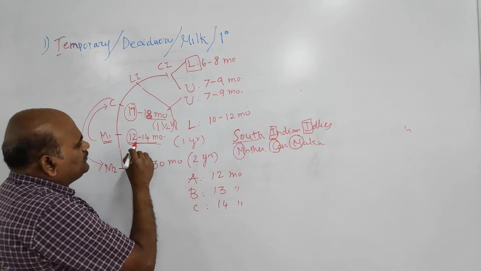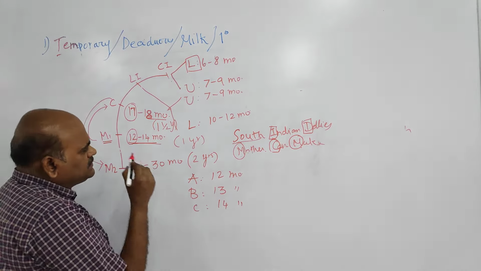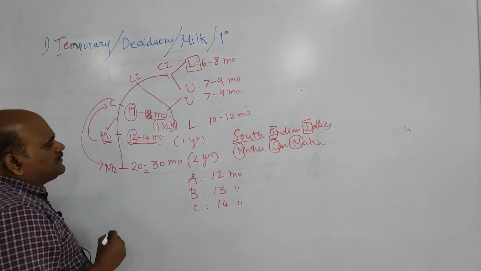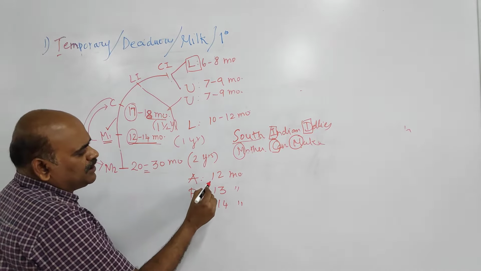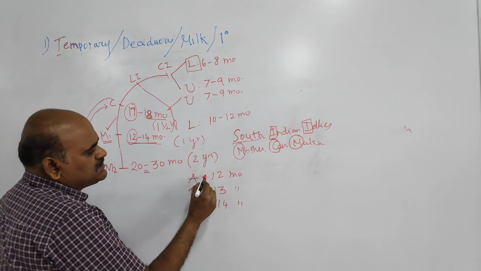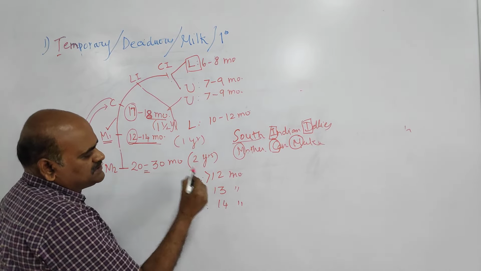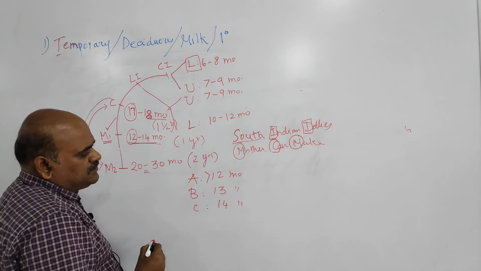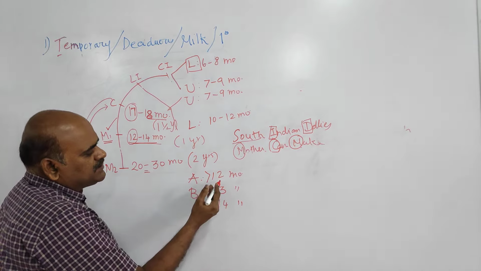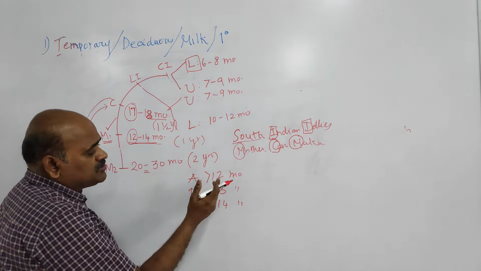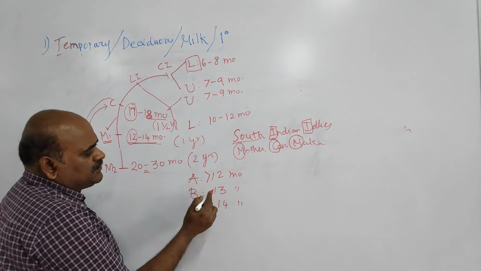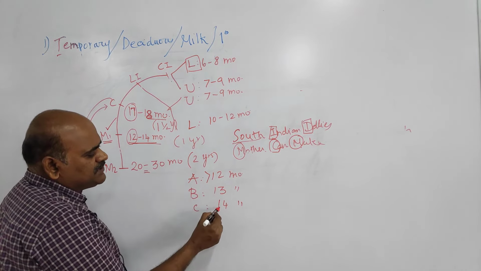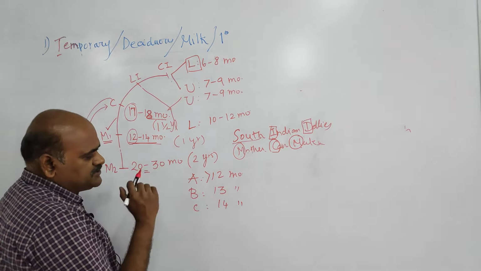So, the first temporary molar has erupted, that means we have to keep the lower limit as the age. Age is more than 12 months. Because it may erupt normally as early as 12 months. So it is safer to keep 12 months. If you keep like that, then 13 months, 14 months also will come in that range.